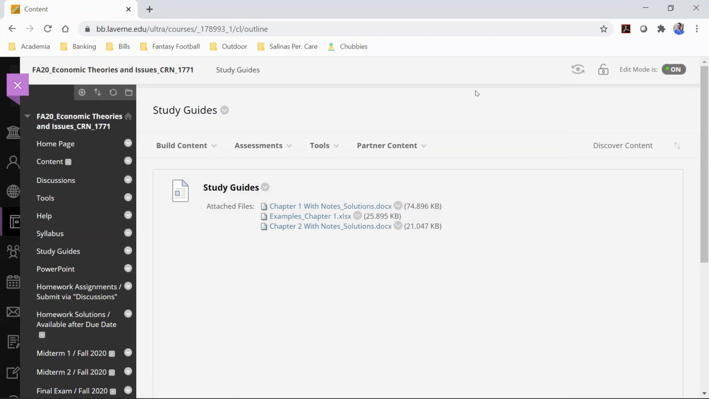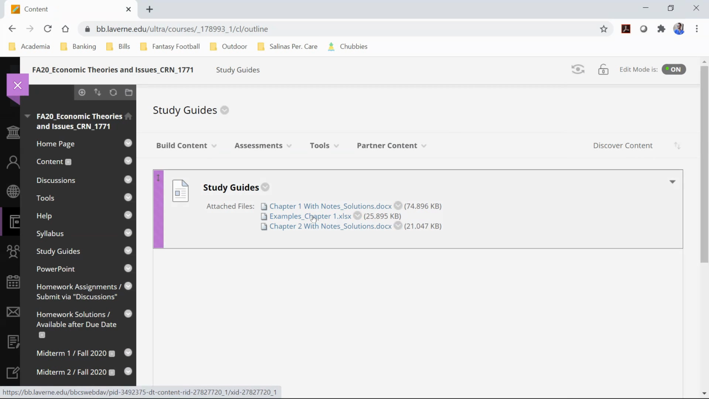Okay, under the study guides, I put my Excel work for this one if you want to see it, if you like doing it in Excel. So this is here, under study guides examples, chapter 1.